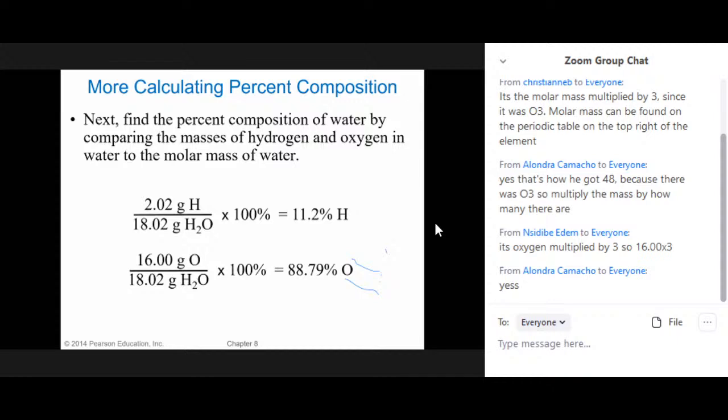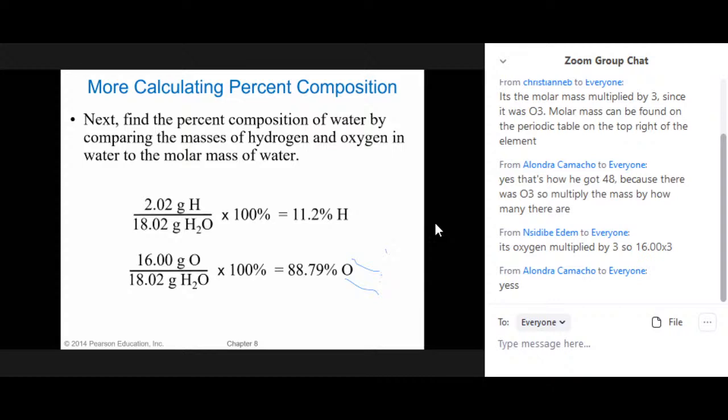Okay. A part of a whole. Percent means part of a whole. What is the whole? The whole is the molar mass, 18.02 grams. That's the whole. So we want to know hydrogen, each hydrogen atom. We're going to express that over 18.02 grams of the whole, which is water. And multiply that by 100, that'll give us 11.2.